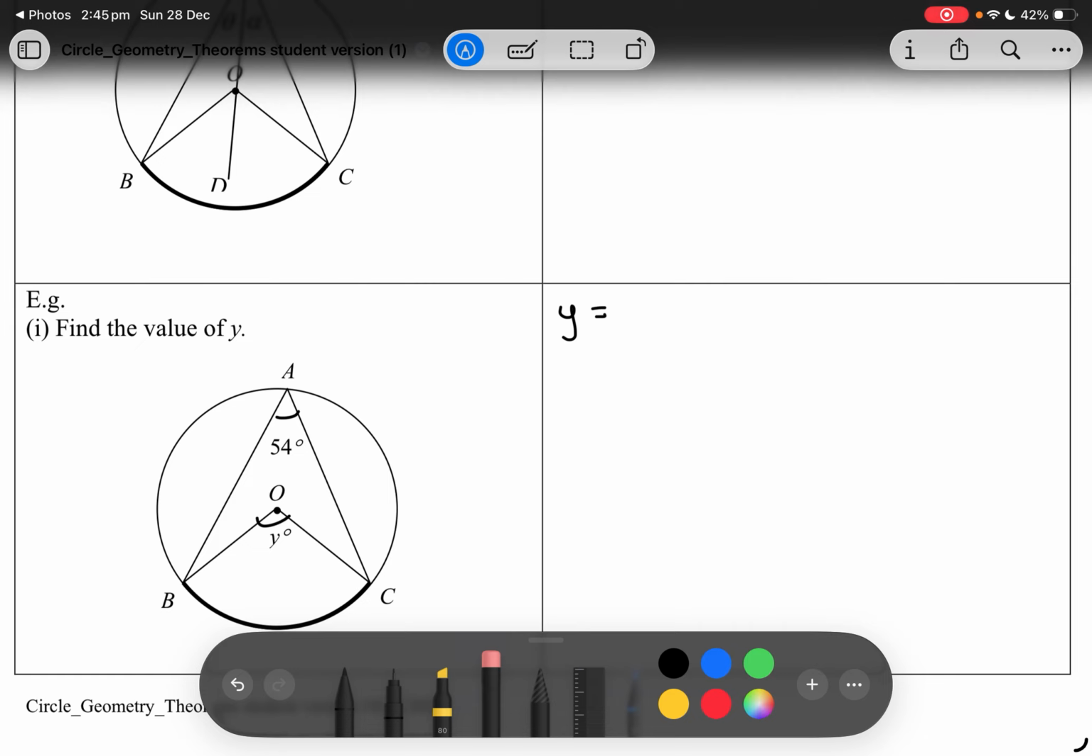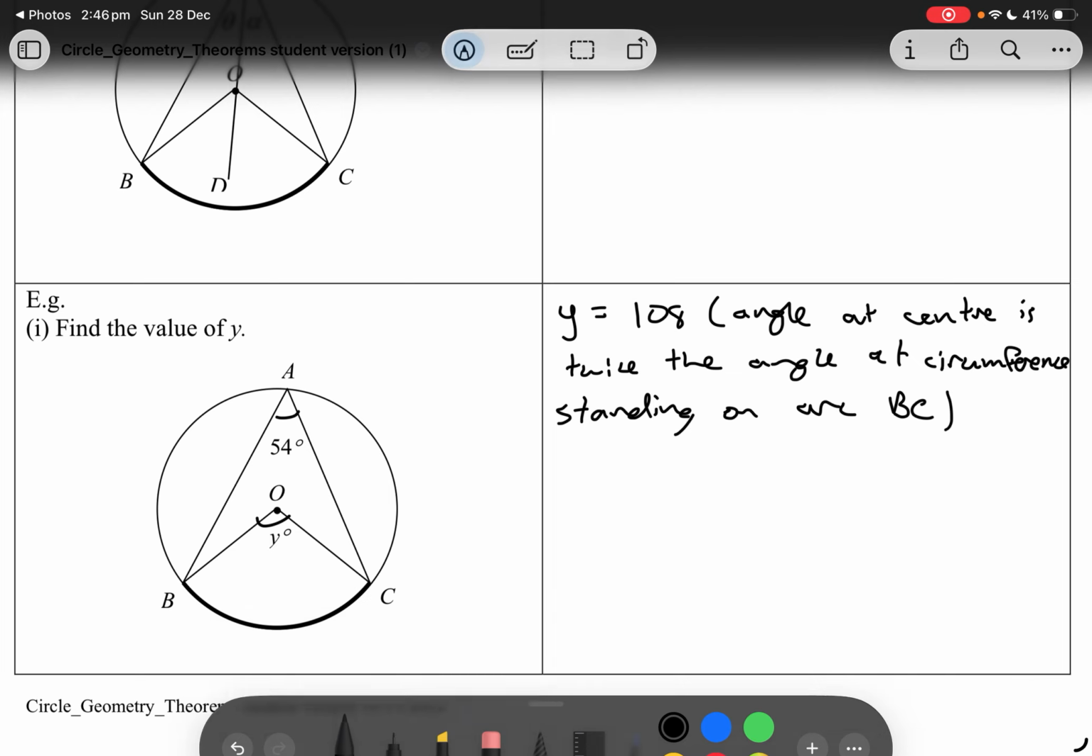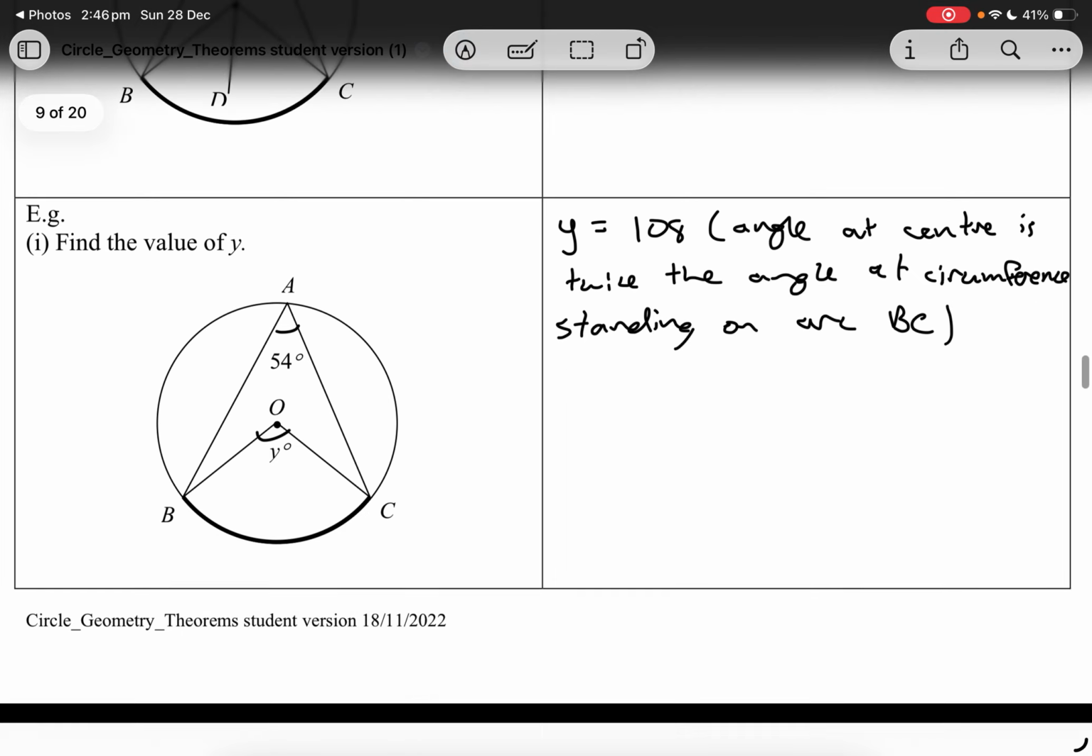Now, using that proof, we can say that because the angle at the circumference here is 54 degrees, the angle at the center is going to be 2 lots of that. So y is going to equal 108. And our reason is going to be that the angle at the center is twice the angle at the circumference standing on arc BC. Cool. Pretty straightforward now that we have done the proof and we understand it.